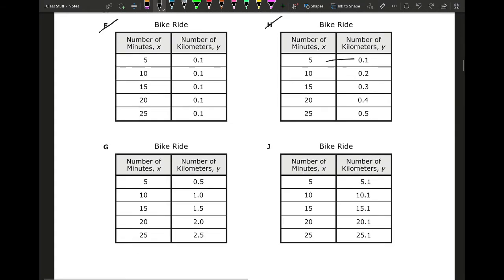For 5 minutes, she rides 0.5 kilometers. That kind of looks like it's going to be my answer. And this one is just adding a 0.1, 0.1, 0.1 for everything. So I don't think it's going to be that one.